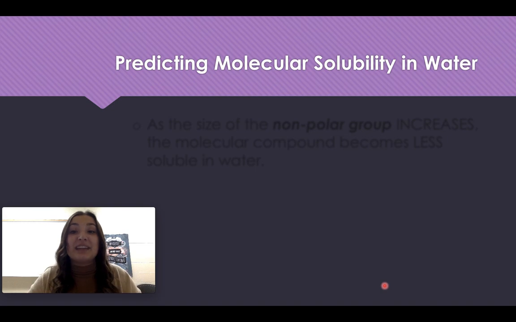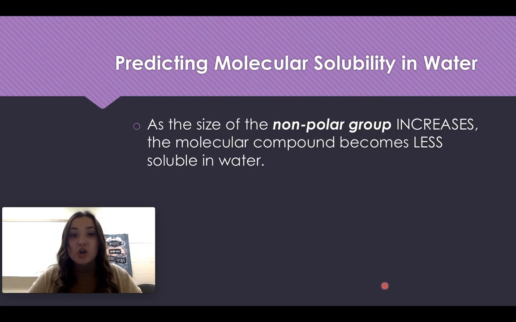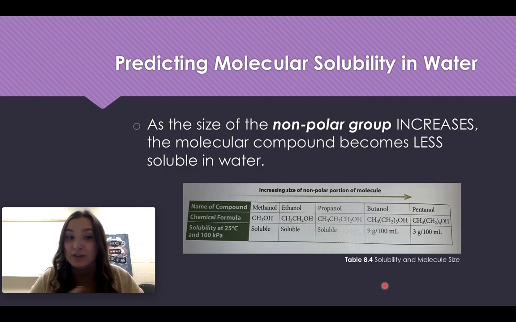So now we're going to predict molecular solubility in water. Our rule is that as the size of the nonpolar group in your molecule increases, the molecular compound becomes less soluble. Your textbook actually has a really great example. It's table 8.4, and it shows an arrow, which is the increasing size of the nonpolar portion of the molecule, moving this way. So if we have methanol, that's your CH3OH, that is soluble at 25 degrees Celsius and 100 kilopascals, which is a pressure reading. But we're going to focus just on temperature.